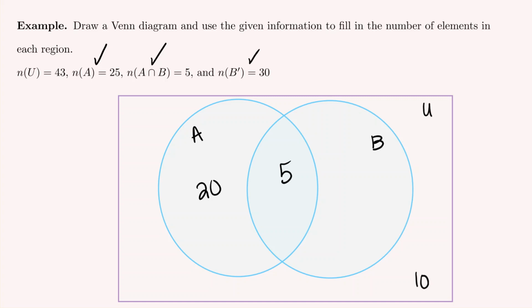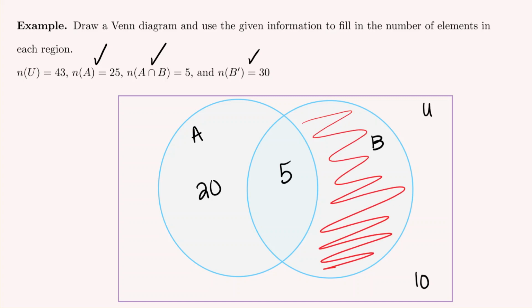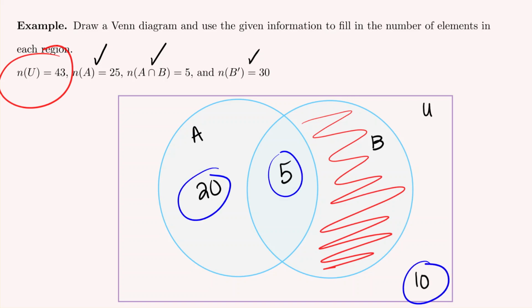Now the way we're finally going to get our last remaining section that we didn't have direct information about, the part of B that's just B, not shared with A, is we know in all there's 43 elements. And of all the sections, we have everything except the number of elements in B, so it would make sense that if we add together all of these and see how far we are away from 43, the missing amount would have to go in this section that we've kind of traced out in red.